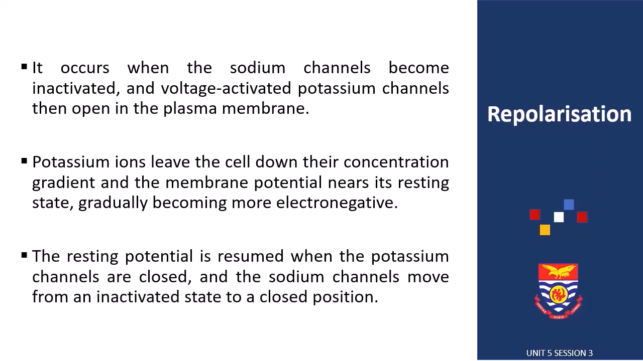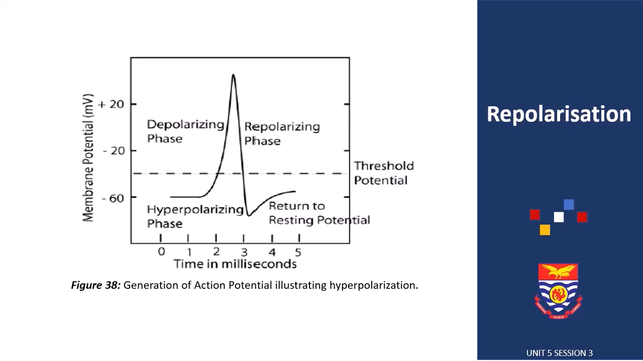The resting potential is resumed when the potassium channels are closed and the sodium channels move from an inactivated state to a closed position. Indicated in this diagram is the membrane potential, which becomes transiently more electronegative than it was at the start of the action potential. This is because of the relatively slow closure of the potassium channels, and the membrane is said to be hyperpolarized at this point. Following this, the membrane potential is restored.